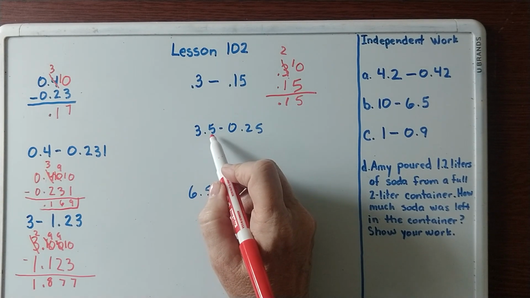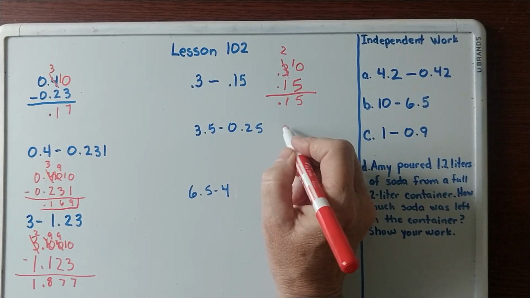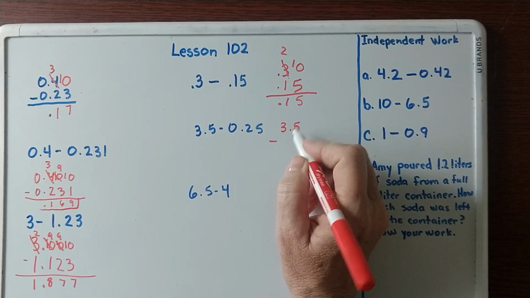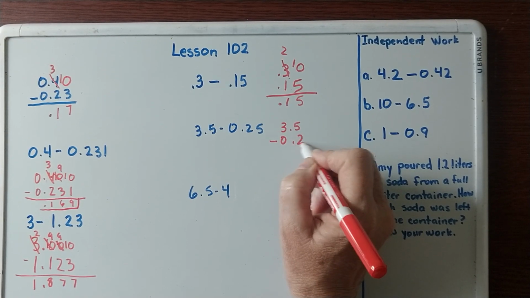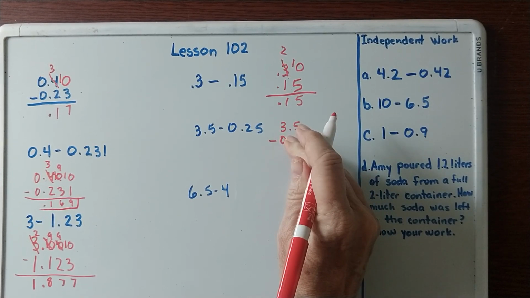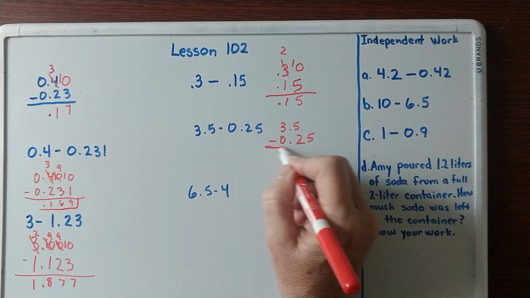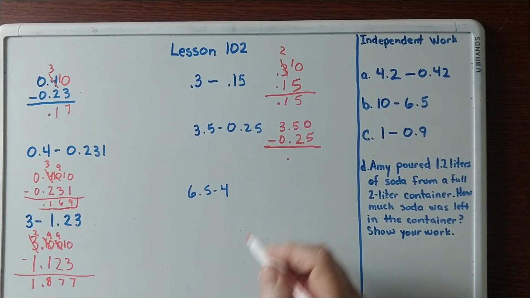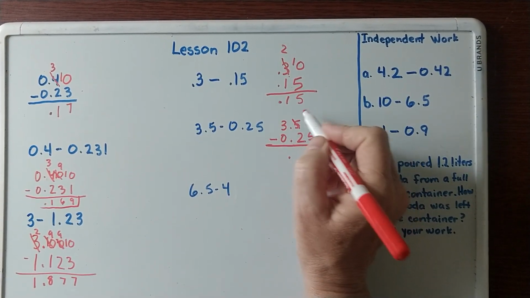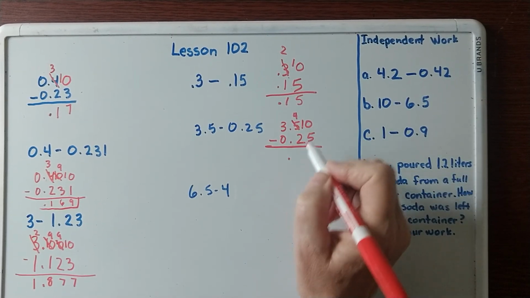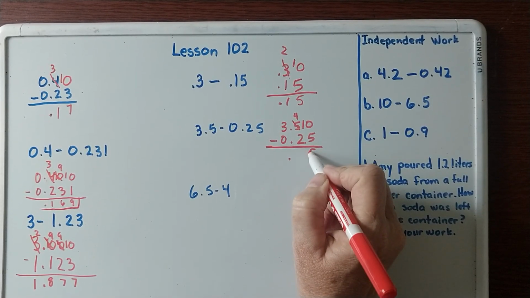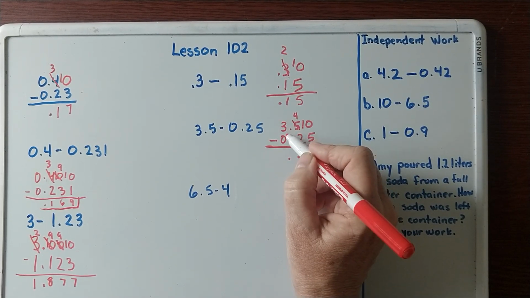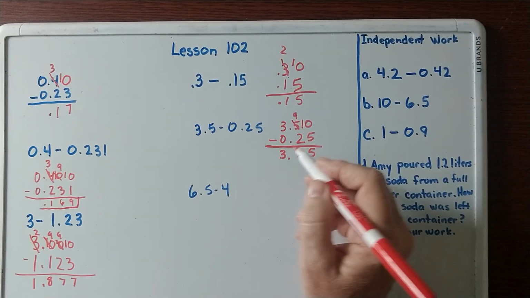Okay, 3 and 5/10ths take away 25/100ths. 3 and 5/10ths take away 0.25. And see, I've got my decimals lined up here. If you don't line up the decimals, you're going to get the wrong answer. Okay, so borrow from the 5. That becomes a 10. 10 take away 5 is 5. 4 take away 2 is 2, and 3 take away 0 is 3.